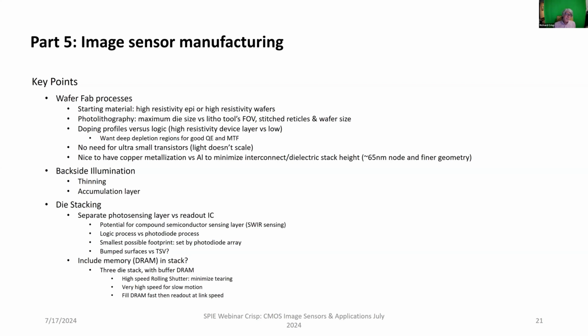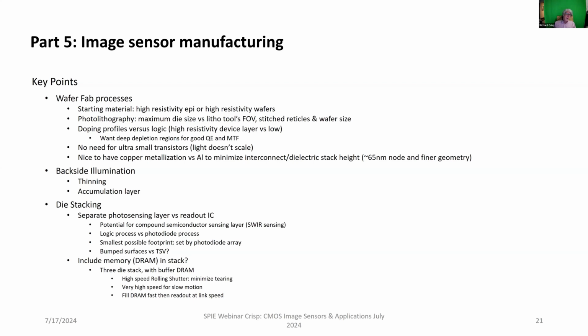The other thing in the wafer fab process is, as I said, we want deep depletion regions. So the doping profiles are quite different than you'd have for logic type devices. And also we generally do not need ultra small transistors like you'd like to have in a processor or memory device. And for CMOS image sensors in particular, it's nice to have copper metallization versus aluminum because we actually have current running through the image sensor array. And that kind of means that you've got to be at a 65 nanometer node or finer geometry. These are kind of detailed manufacturing issues.